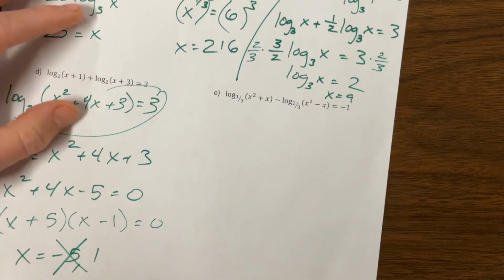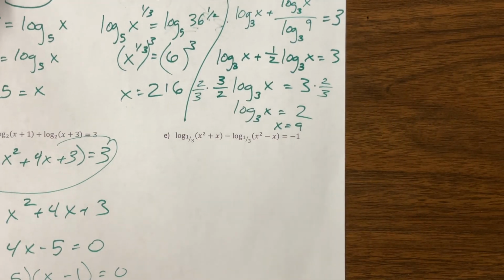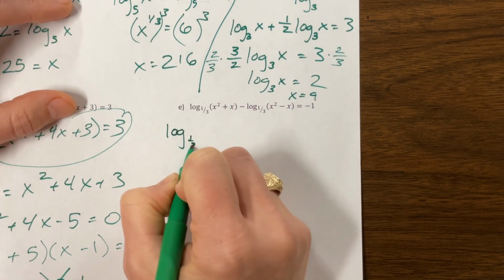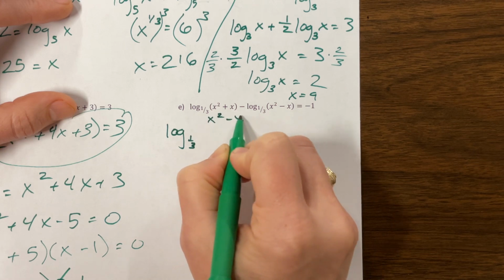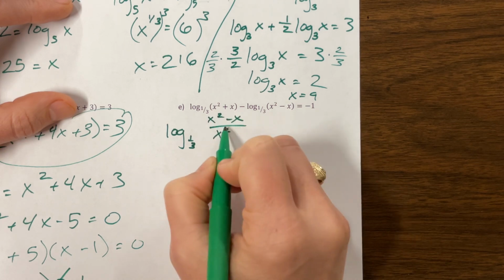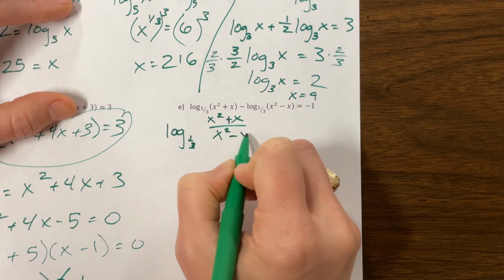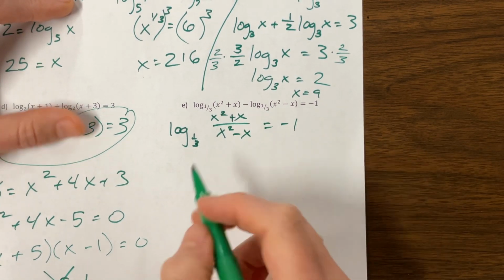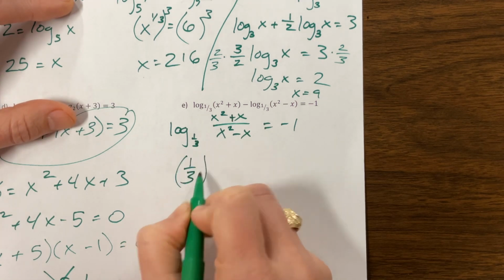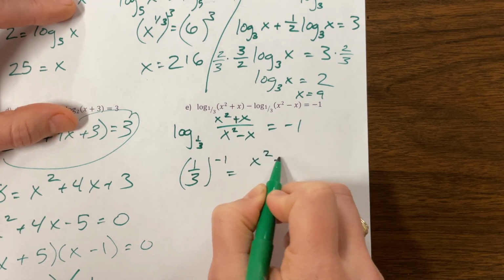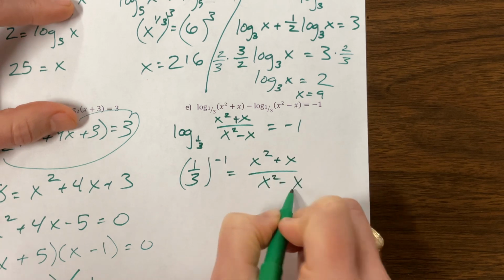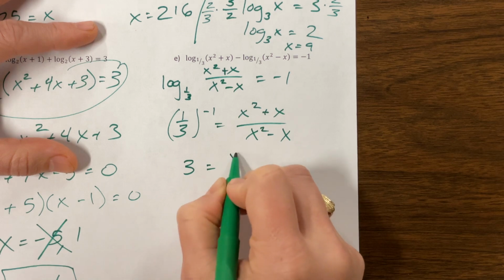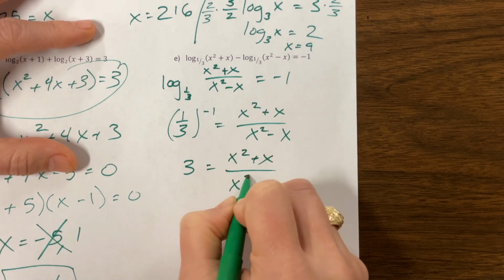Cool. Okay, last one. I think this one behaves in a similar way to the previous one. We're going to squish this together though with division. X squared minus x over x squared. Oh, I lied. Plus x is on top, and then the minus x is on the bottom. I heart logs. This to the this equals that. So 1/3 raised to the negative 1 power is equal to x squared plus x over x squared minus x. 1/3 to the negative 1 power is going to be 3. 3 is equal to x squared plus x over x squared minus x.